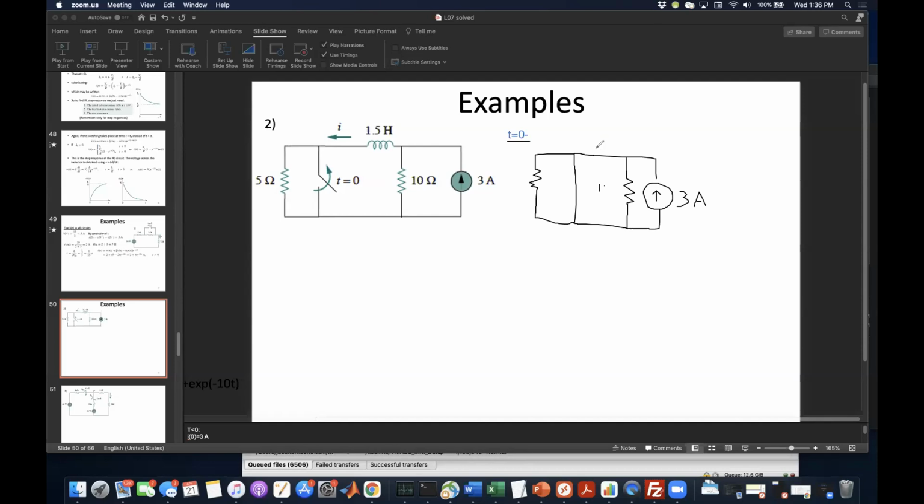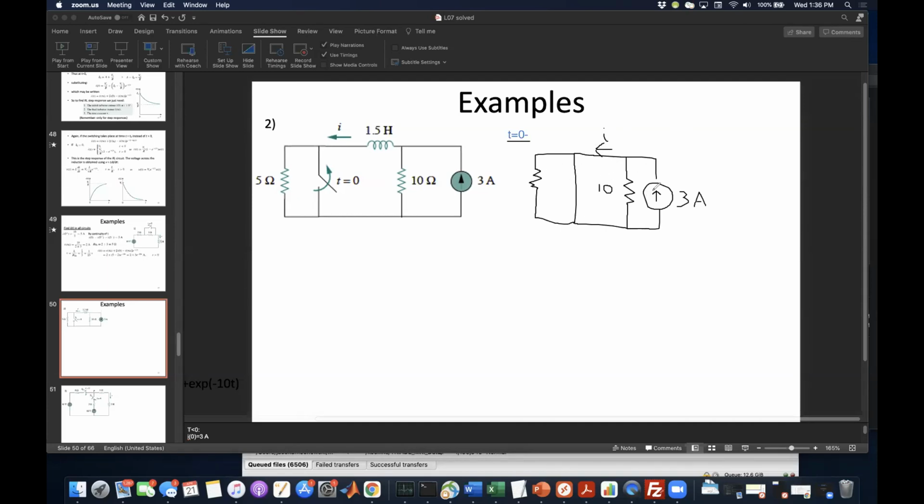And 10 ohms. And how much current? So how much current is flowing in this branch here in this circuit? Which is an interesting problem. I like problems like this.